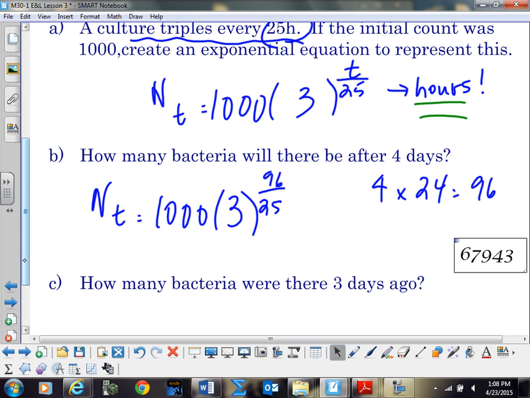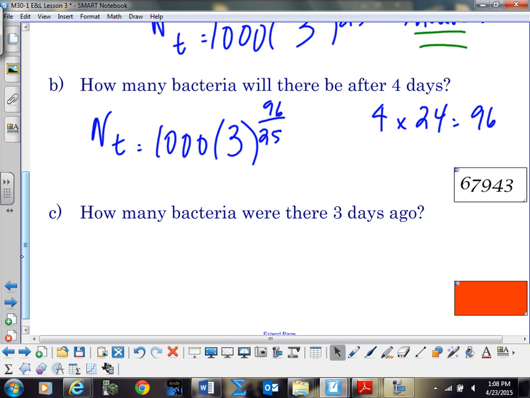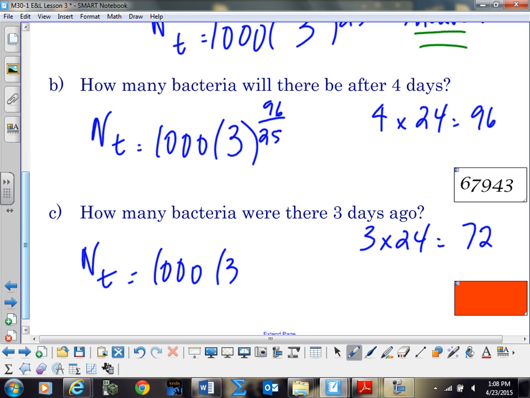3 days ago, that looks a little different. 3 days ago, again it's in days. We want hours. So we have 72, and we're going to put it into the formula. For time elapsed, well, this is ago. So what we have to do here is put the exponent as a negative.